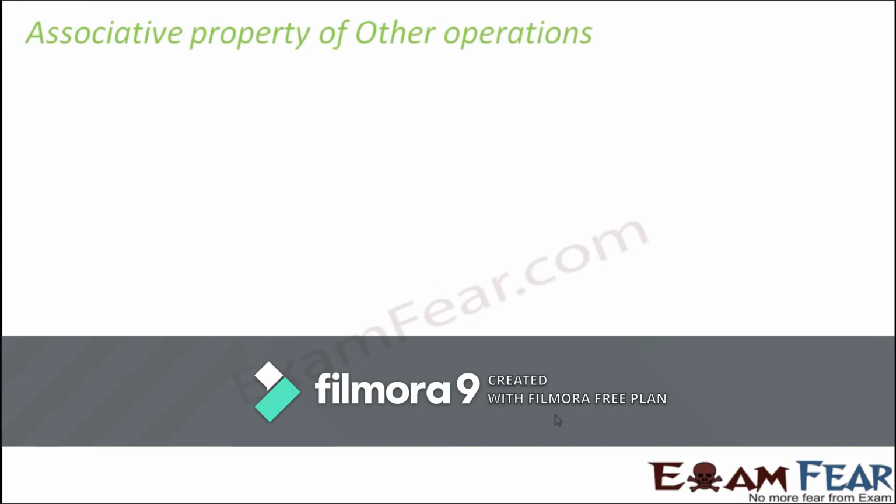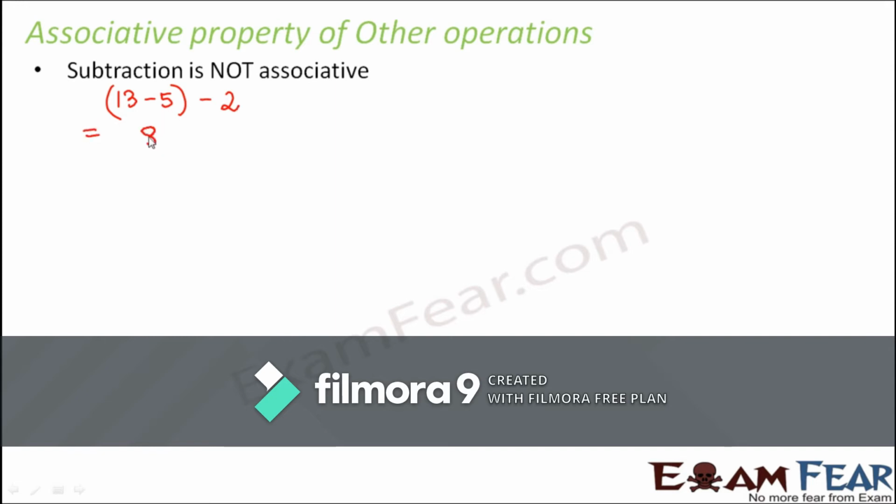So in a similar way, for associative property also we will look at the other operations. So let us start with subtraction. So here also, subtraction is not associative. Let us illustrate this with an example. So let's say (13 - 5) - 2. We have considered three whole numbers 13, 5 and 2 in this case. So how would we calculate this? 13 minus 5 is 8, minus 2. So this is equal to 6.